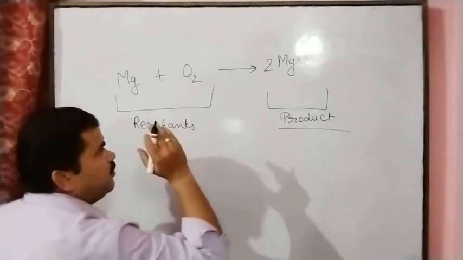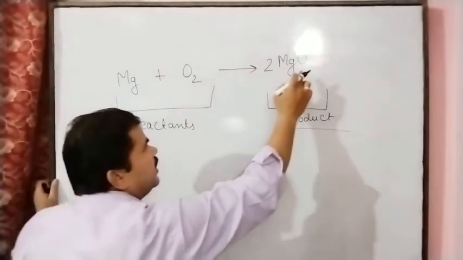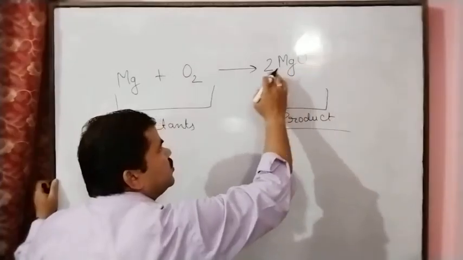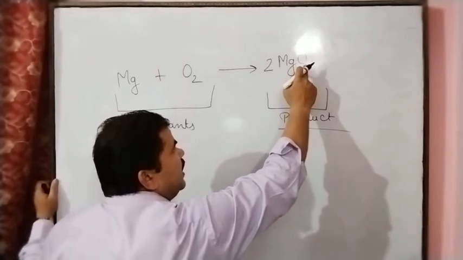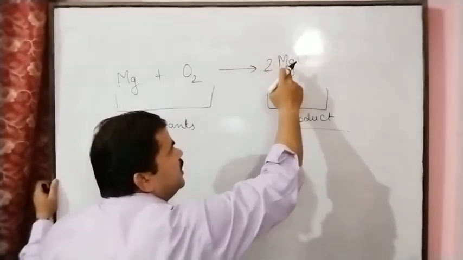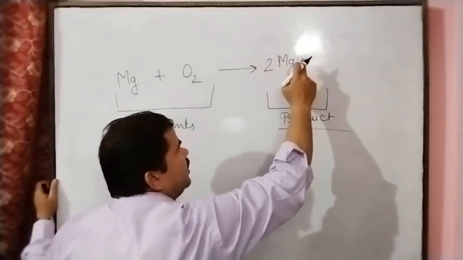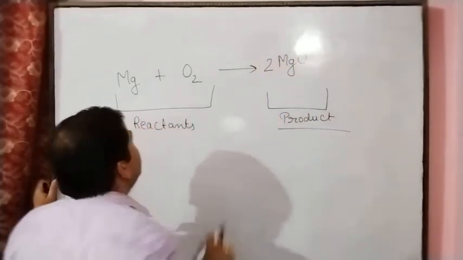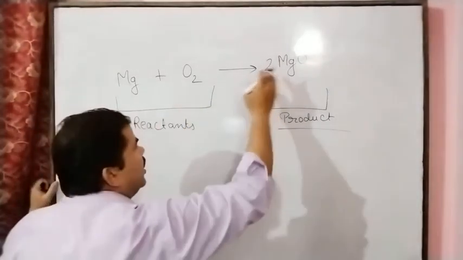So in this way, if you write the number 2, because here there are 2 oxygen atoms and here only 1 atom, by writing the 2 here, the number of oxygen atoms here becomes 2, because this 2 represents the magnesium as well as the oxygen. So here magnesium 2 and oxygen also 2. So in this way oxygen is balanced but magnesium is not balanced.